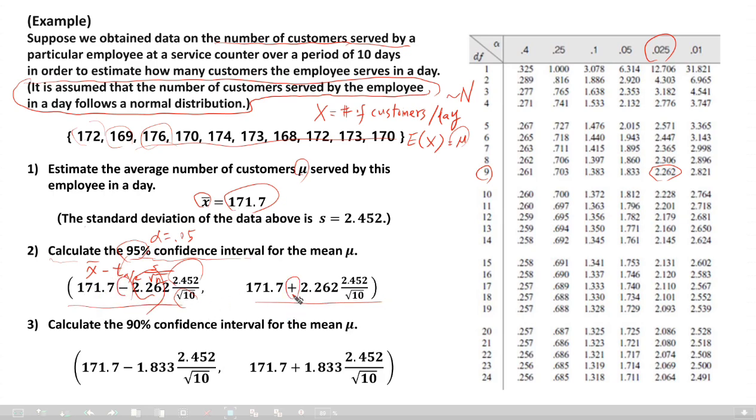And how about at the 90% confidence level? In this case, alpha equals 0.1, right? So t alpha over 2 is 0.05. The degree of freedom is 9. The t value is 1.833. So 1.833 times 2.452 over square root 10. Okay, so we can calculate the confidence interval for mu.